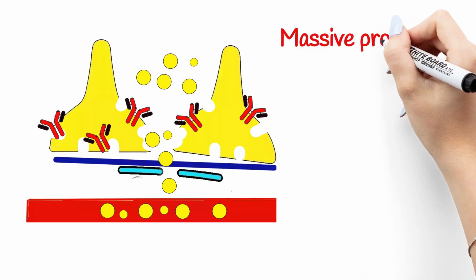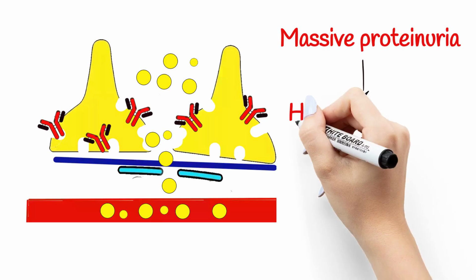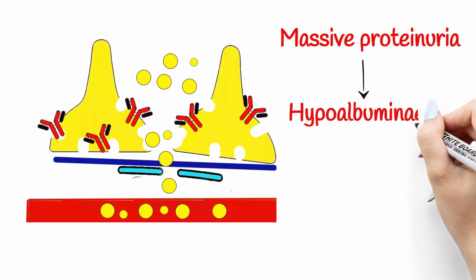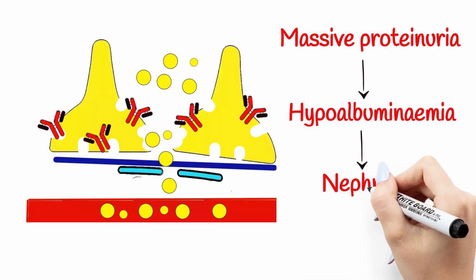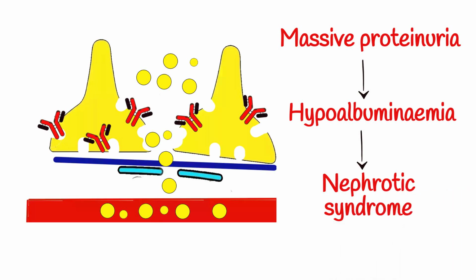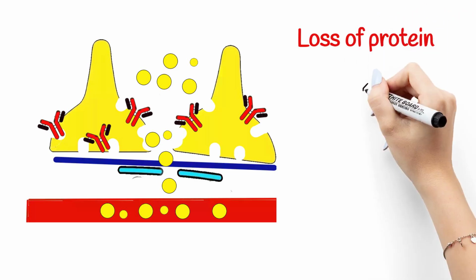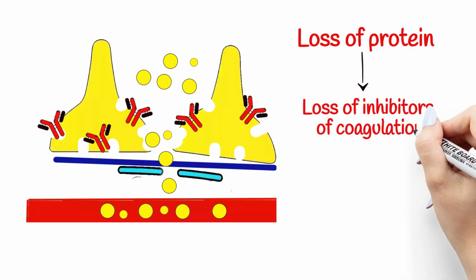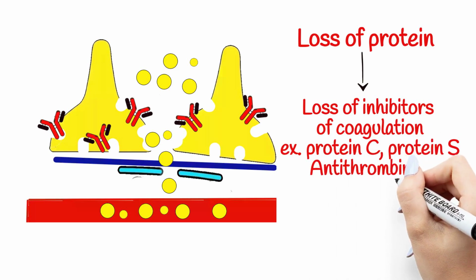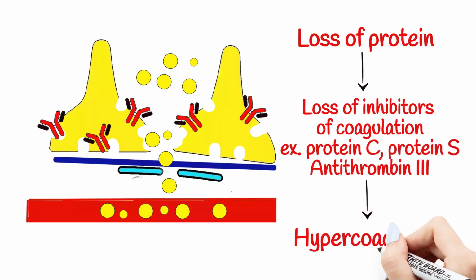This results in massive proteinuria, which leads to hypoalbuminemia in the blood, which results in presentations of nephrotic syndrome. Loss of protein results in loss of inhibitors of coagulation such as protein C, protein S, and antithrombin 3, which results in hypercoagulability.